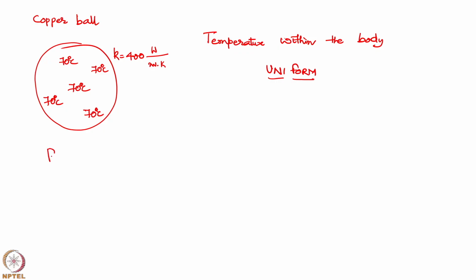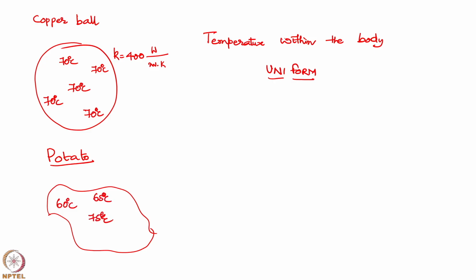But now let us take a potato. I had kept this potato in a cooker and after it has boiled I have taken this potato out. Now this potato, if I measure the temperatures at various locations, at one location it can be 60, another location it is 65 degrees Celsius, in the center let us say it is 75 degrees Celsius, and here 70 degrees Celsius. So here it is 60 degrees Celsius. So here the temperature is not uniform.